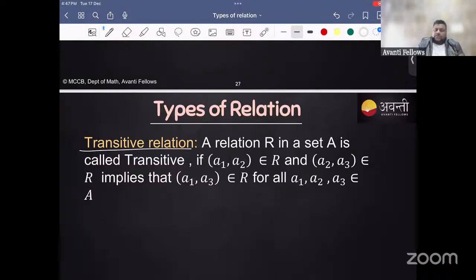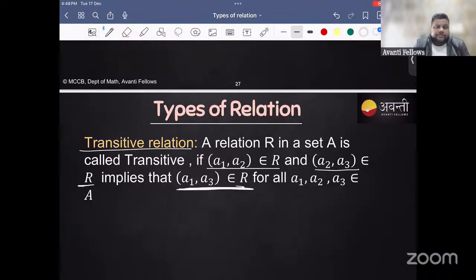Now types of relation, there comes the transitive relation. Now here it is what? A relation R on set A is called transitive if, say, (a1, a2) belongs to the relation and (a2, a3) also belongs to the relation, then (a1, a3) should also belong to the relation to make it transitive. (a1, a2) belongs to the relation, (a2, a3) belongs to the relation, then (a1, a3) should also belong to this relation to make it transitive.